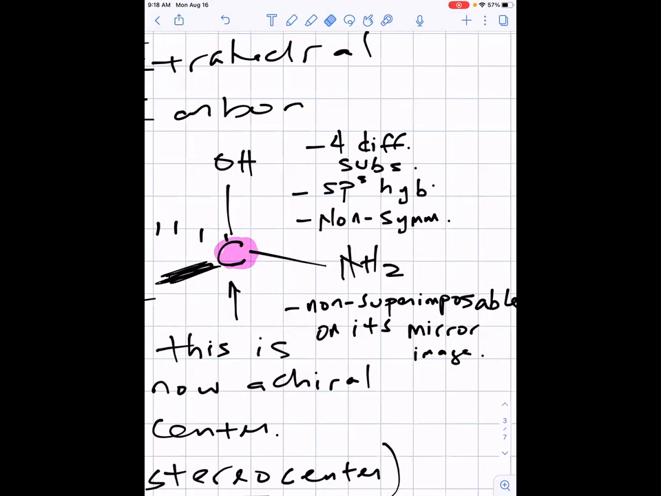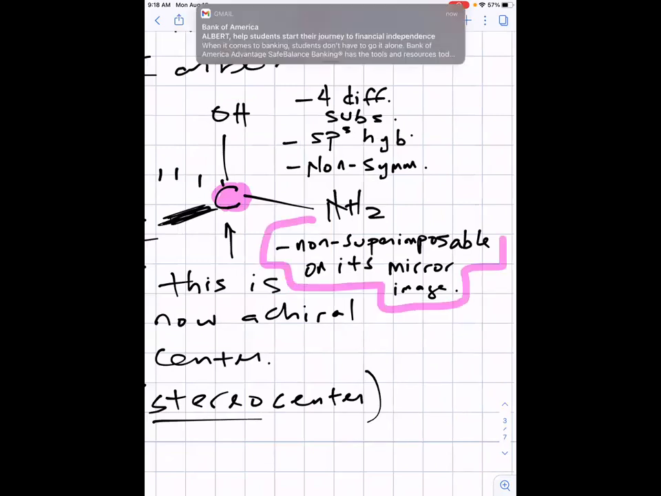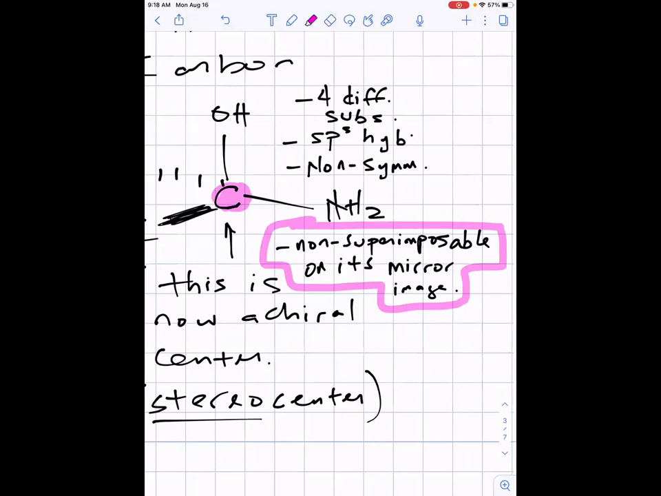The fact that you got 4 different substituents also means that there's not going to be any symmetry, right? So as long as there are not 2 or more substituents that are identical, then it's going to be non-symmetrical. And then the other part, the most important part, is that it's non-superimposable on its mirror image. These criteria make a molecule or atom chiral. And if you have a chiral atom within a molecule, then it makes the whole molecule chiral. We're going to see that later.